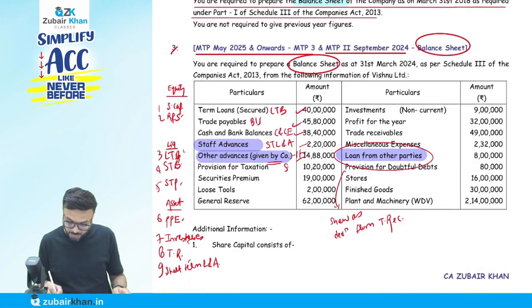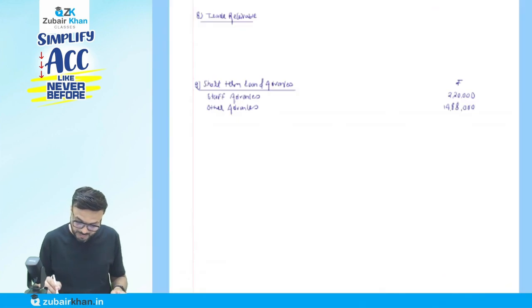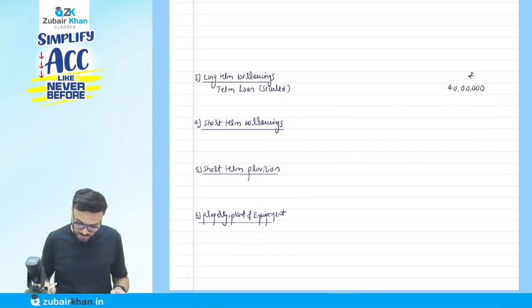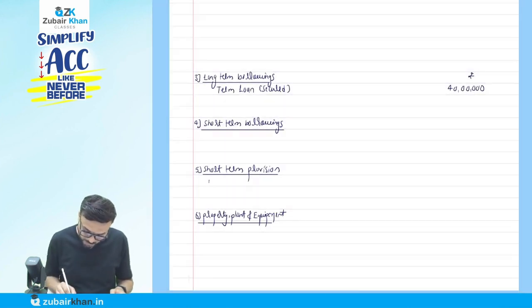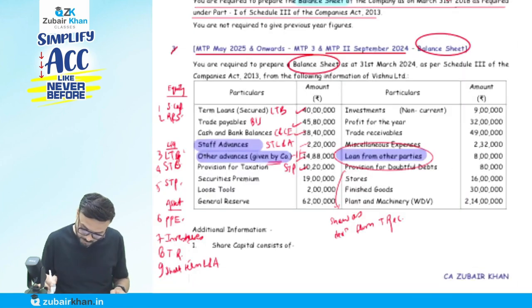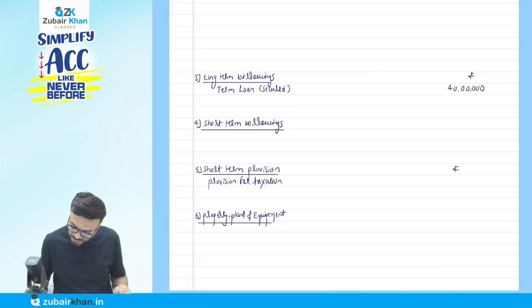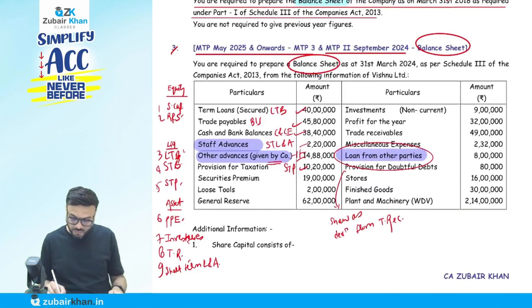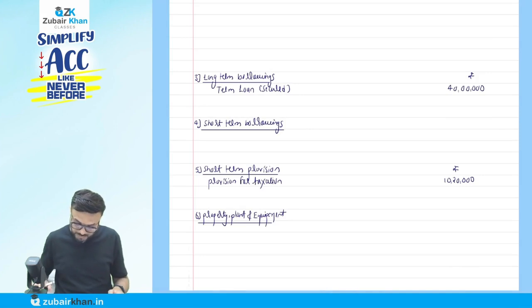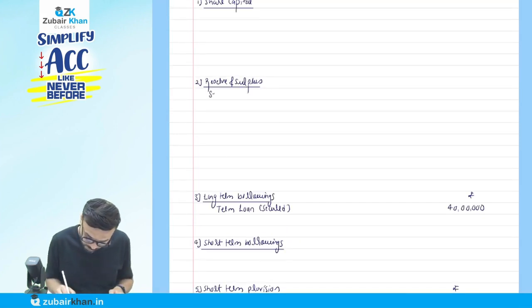Then we have provision for taxation. It's a short-term provision. We make a notes to account on it. 10,20,000. So write down in short-term provision: provision for taxation, 10,20,000. Then we have securities premium. It will go in reserve and surplus. 19 lakh. So write down in reserve and surplus, securities premium.